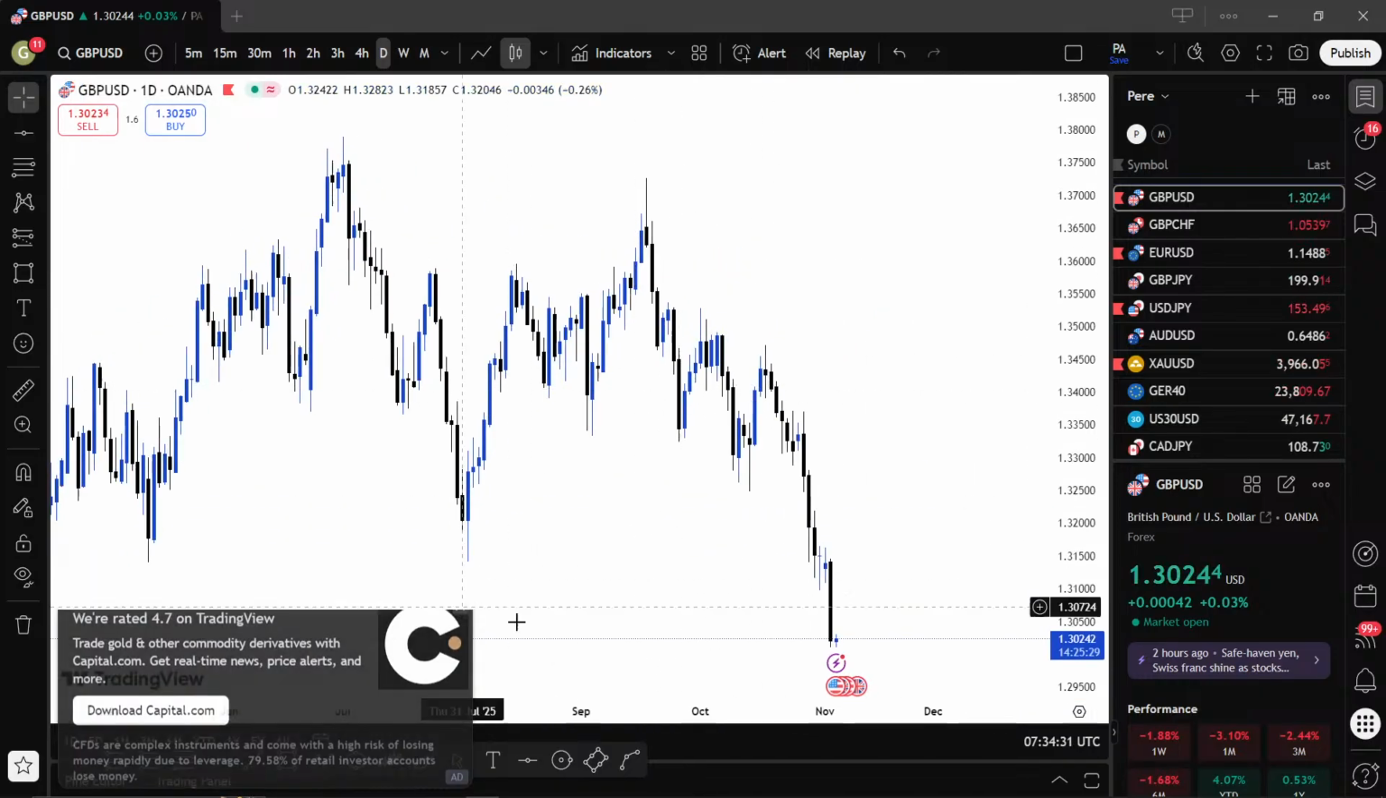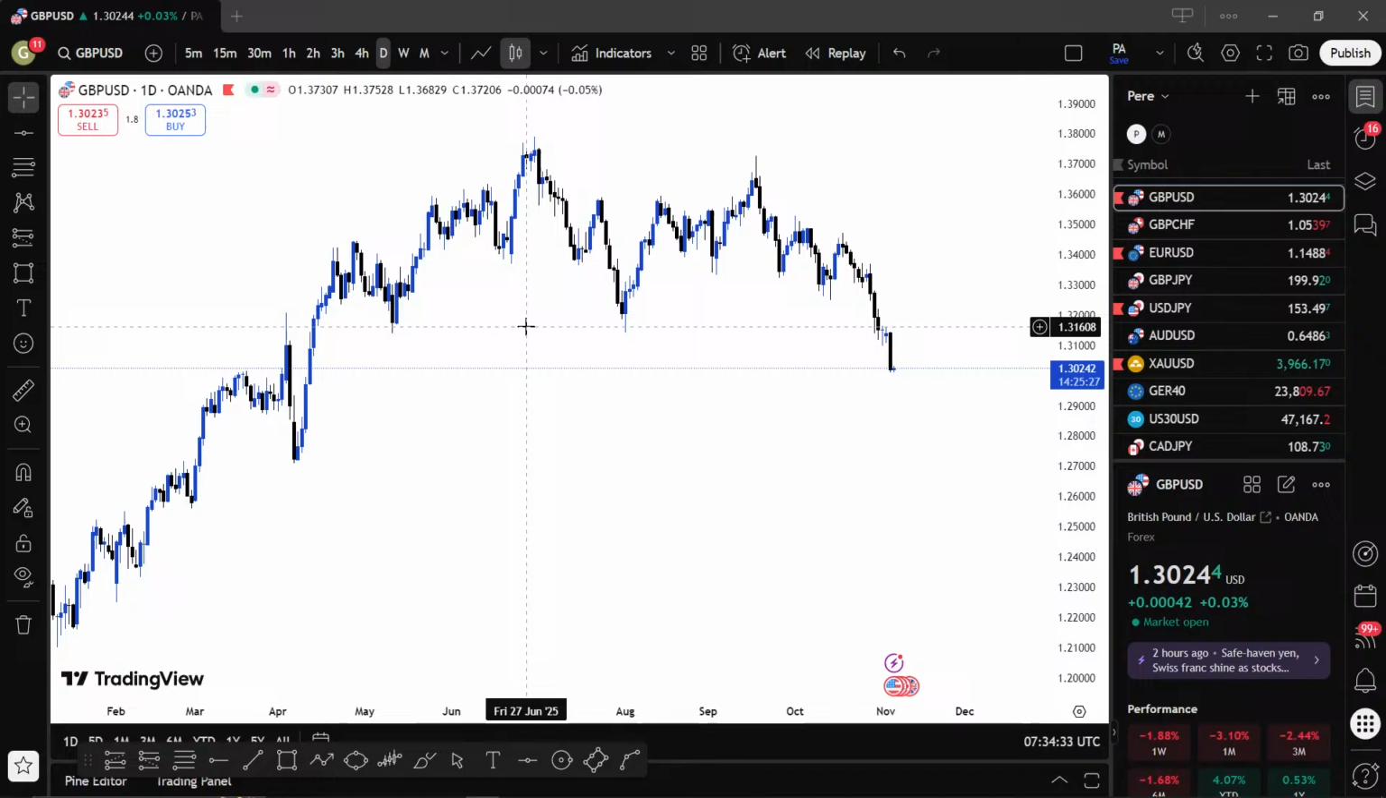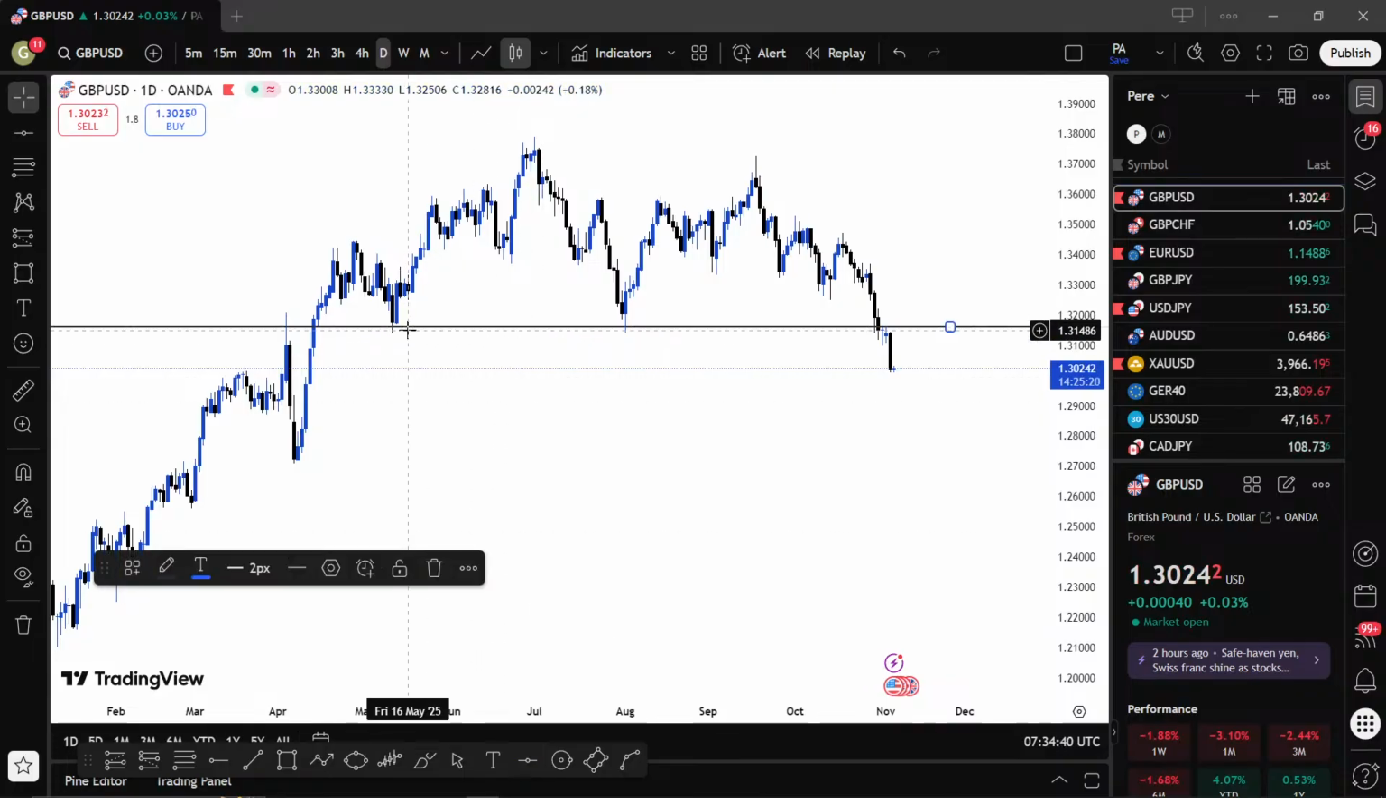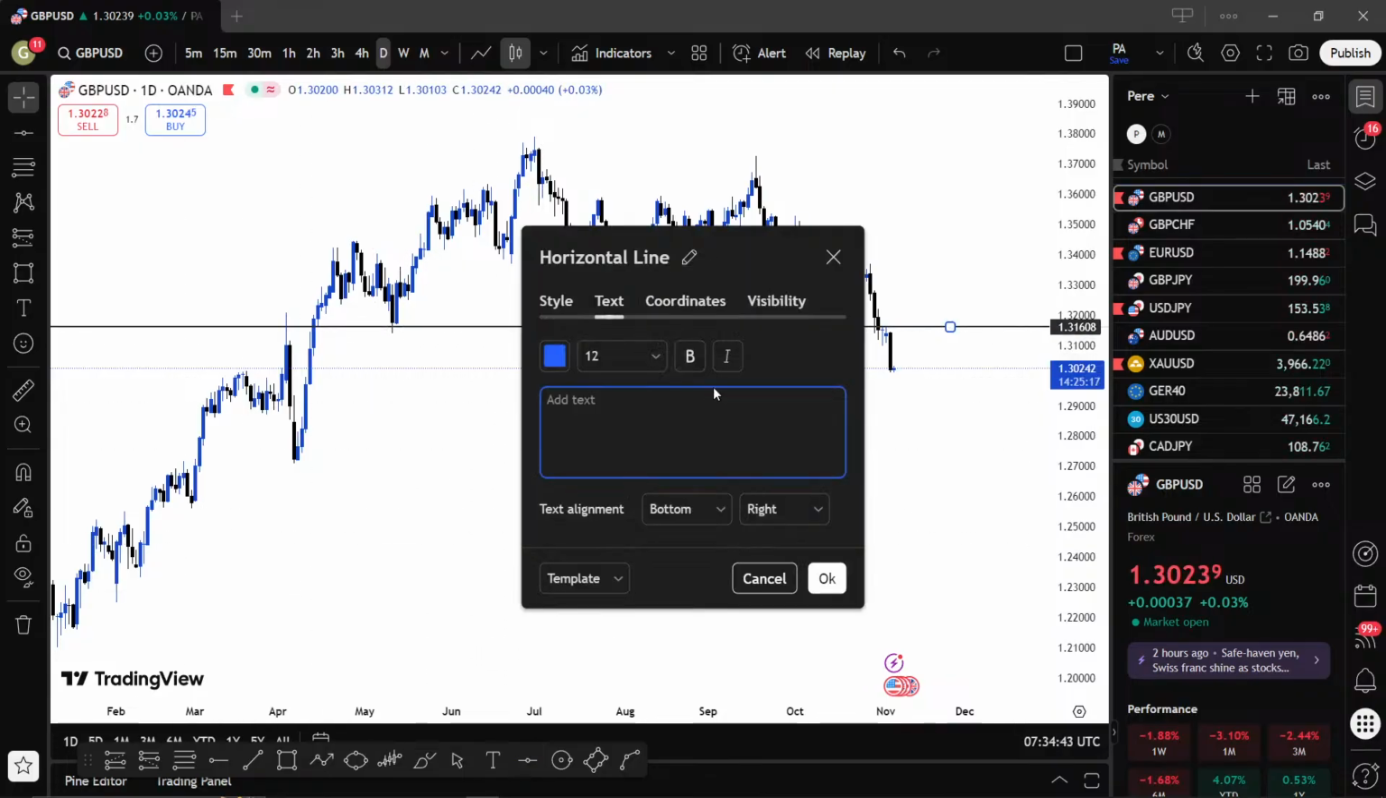Now looking at the daily time frame on GBP USD, we can see that the daily support just got broken. Here it is. Let me just tag it as daily support.